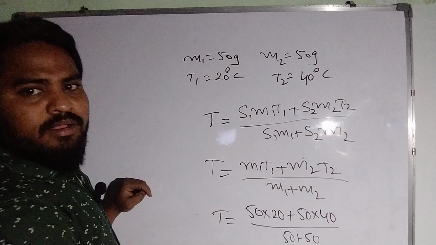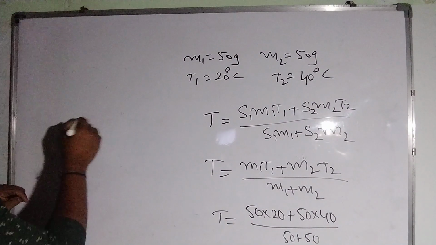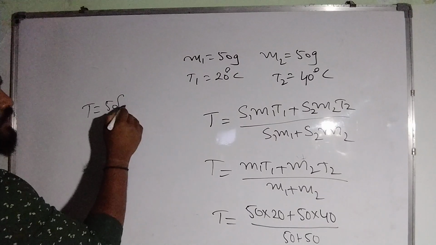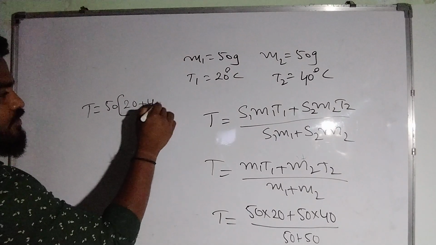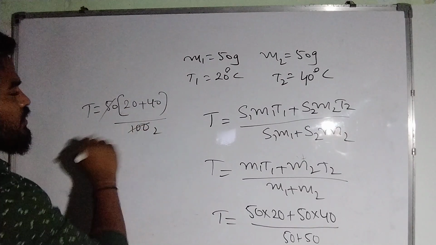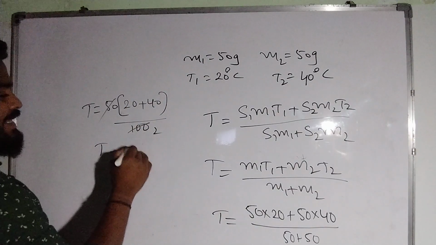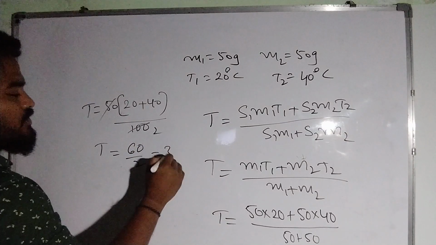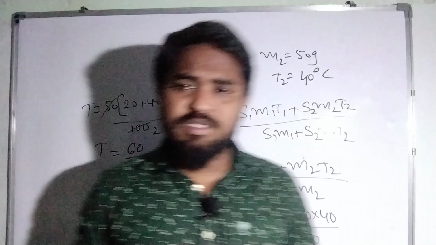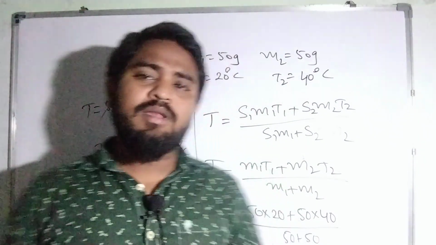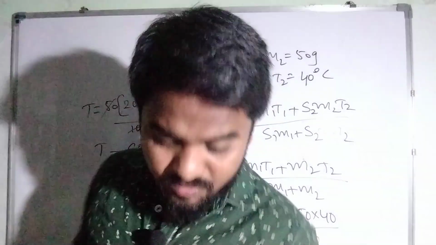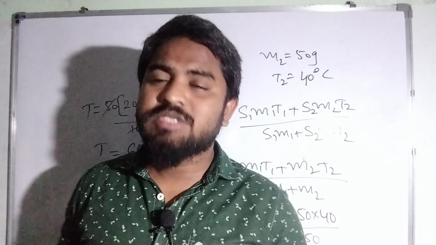Now let me solve here. Then the final temperature will be, if you take 50 common, then what happens? 20 plus 40 by 100, 50 is common, so the final temperature will be 60 by 2, that is equal to 30 degrees Celsius. This is the answer for this formula, right? So this formula is useful for all substances, for all mixtures, right? Next, let us solve similar problems.